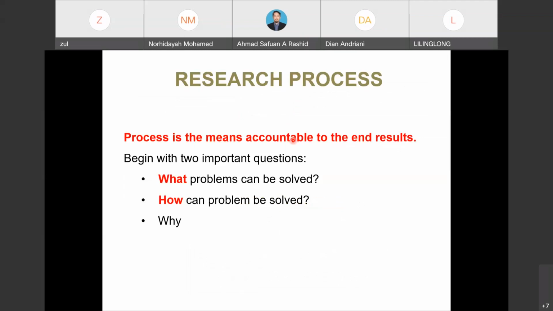The research process is the means accountable to the end result. It begins with two important questions: what problem can be solved, and how can the problem be solved? From these two types of questions, we derive our research problem. Accountable means that we can measure, come up with our own analysis, and also provide the solutions towards the end of the study.